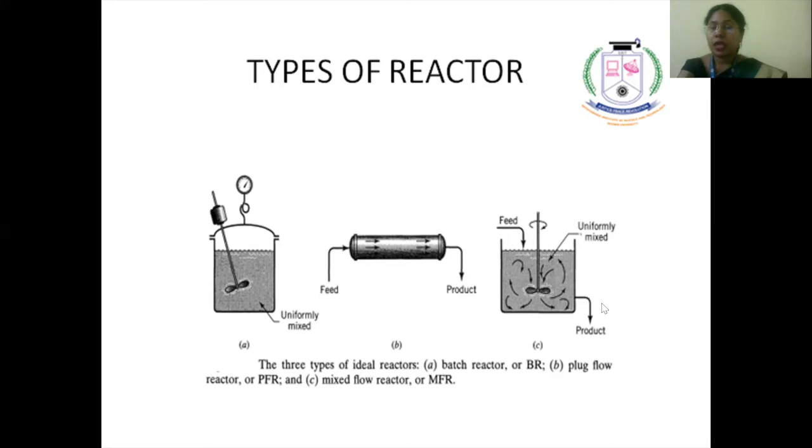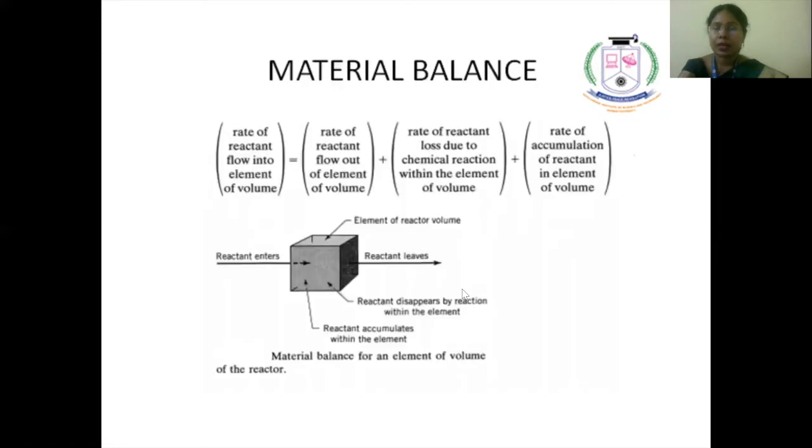So for a batch reactor, there is neither a continuous input nor a continuous output. It is just allowed to react for a certain period of time. Both of them have agitators to uniformly mix the reactant components. We'll see them in detail, how to derive the design equation. But first, basically, it should start with the material balance.